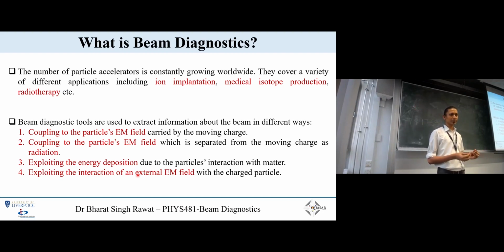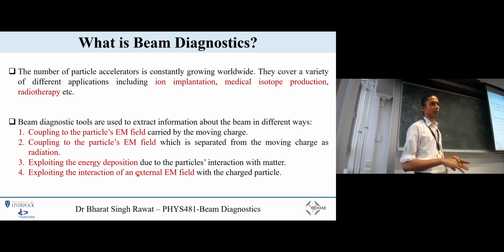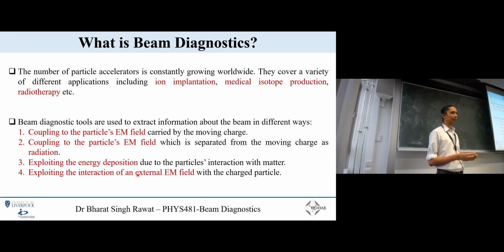There are different kinds of beam diagnostic tools, with different physics principles. Here I've highlighted the 4 key principles which are used in almost all kinds of beam diagnostics. First is coupling of particles to an electromagnetic field. As you might know, every charged particle has its own electromagnetic field when it moves, and it interacts with its surroundings. If your surrounding environment also has an electromagnetic field, it will interact with it. Based on that interaction, we can deduce the properties of the particles.